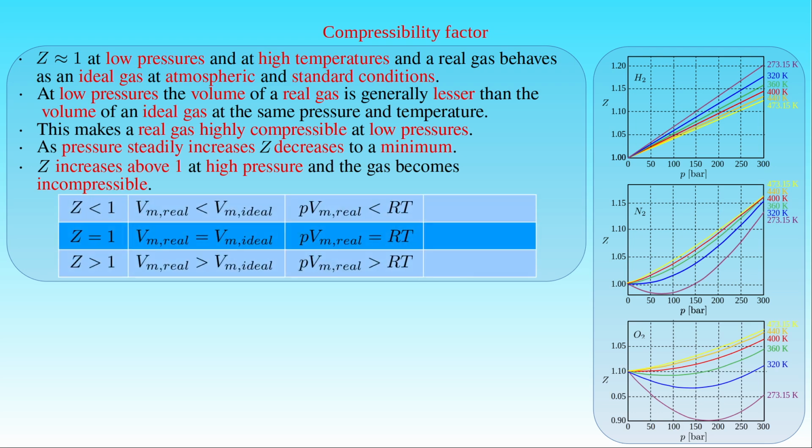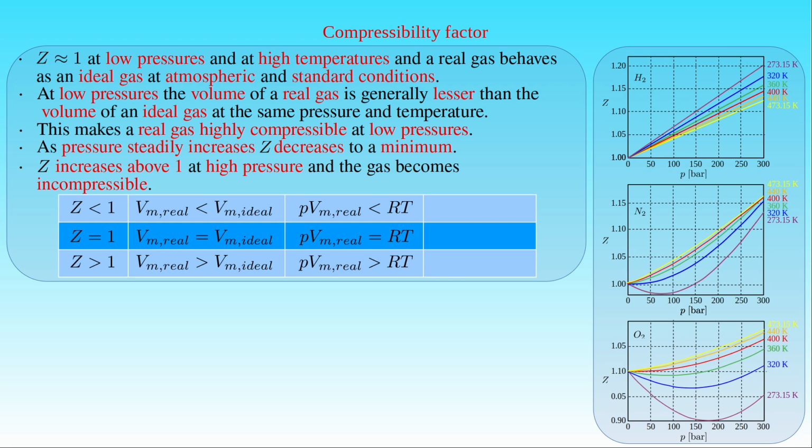In the first line we show the regime where the compressibility factor is less than 1. By definition, it means that the molar volume Vm of a real gas is less than the molar volume Vm of an ideal gas at the same pressure and temperature. This inequality shows that the product of the pressure P of a real gas and its molar volume Vm is less than the gas constant R times the absolute temperature T of the gas.